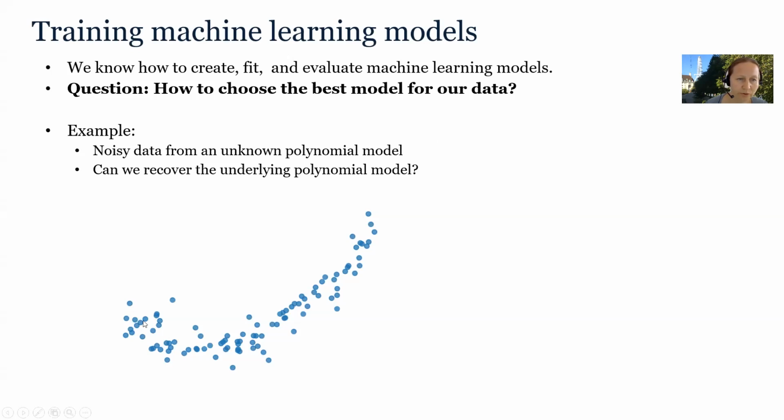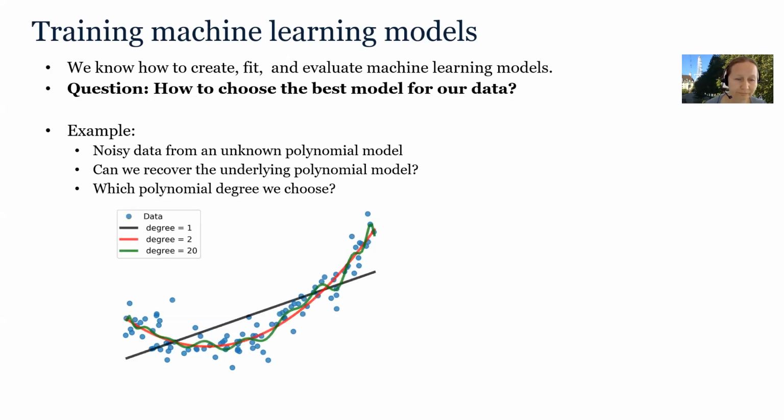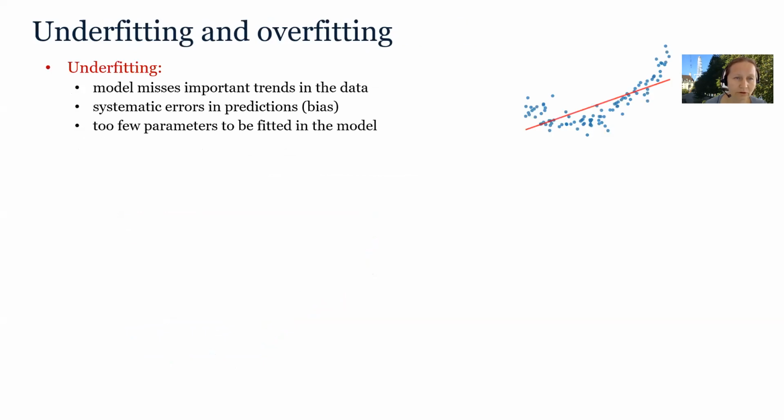We have some noisy data from an unknown polynomial model, and the machine learning task is to recover this model. To do that, we can fit a polynomial regression model, but how do we decide on the polynomial degree of this model? So not all the models will fit the data equally well. Some models will underfit the data. And when this happens, the model misses important trends in the data.